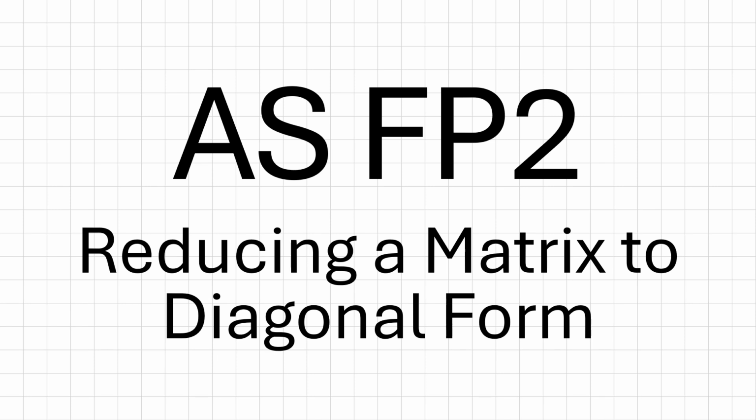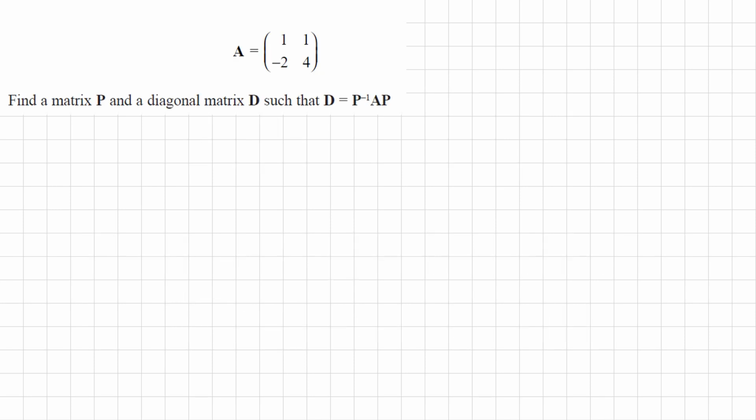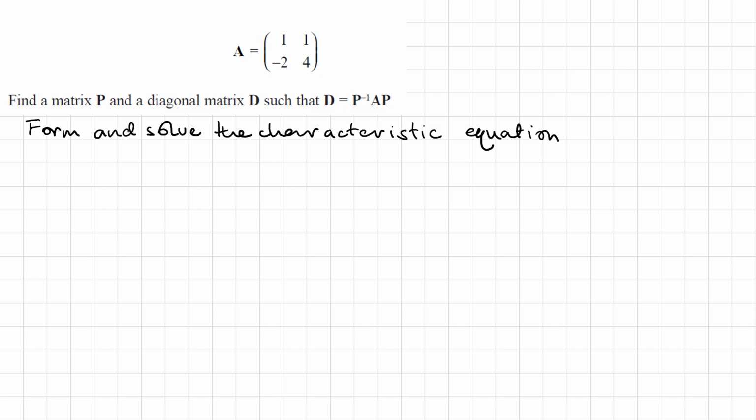This is an AS FP2 question on reducing a matrix to diagonal form. We've got a matrix here with elements 1, 1, negative 2, 4. The question is asking us to find a matrix P and a diagonal matrix D such that D is equal to P inverse AP. So the first thing we need to do is to form and solve the characteristic equation.